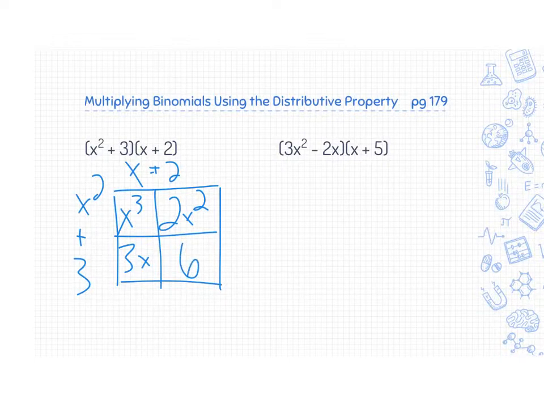So top left we have x cubed. And then this time you notice we have 3x and 2x squared. Those are not like terms because they do not have the same exponent. So we would just have 2x squared plus 3x plus 6. Okay, so this one ends up being 4 terms because there are no like terms that we can combine there.